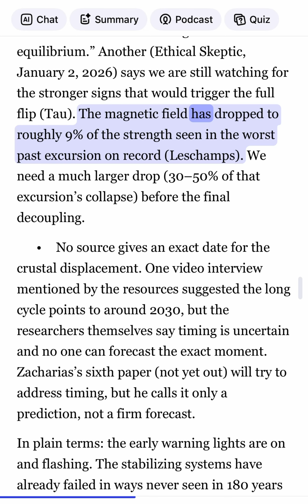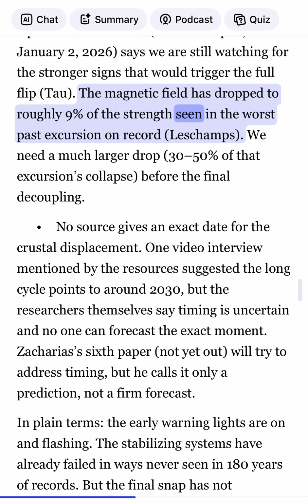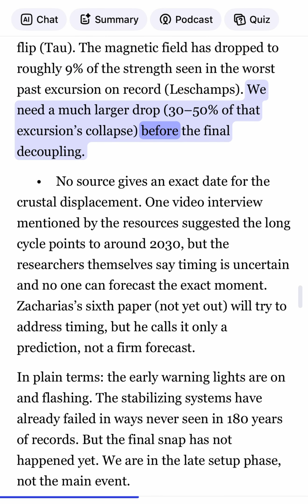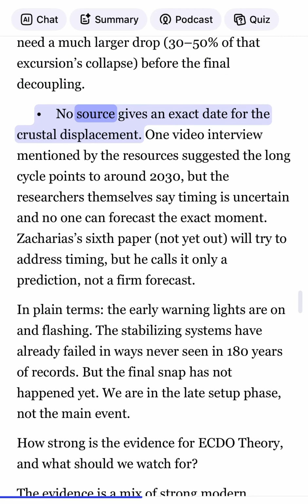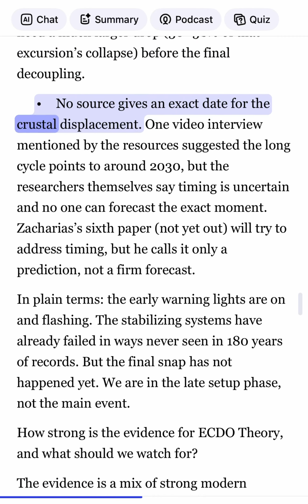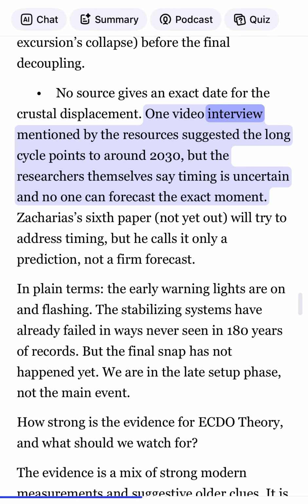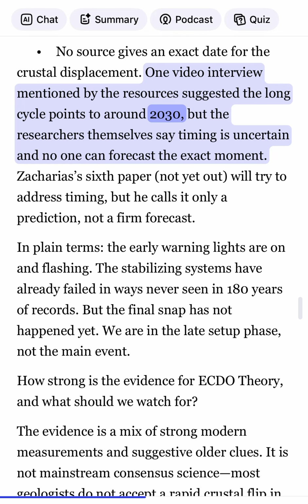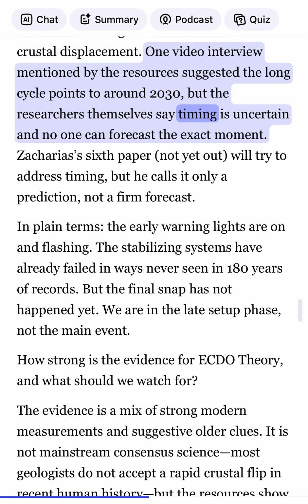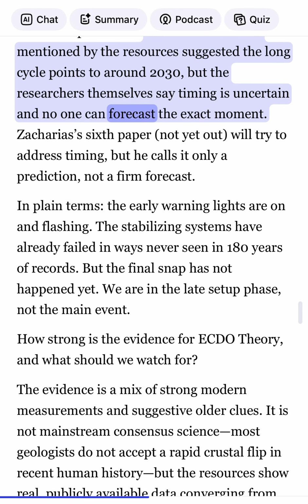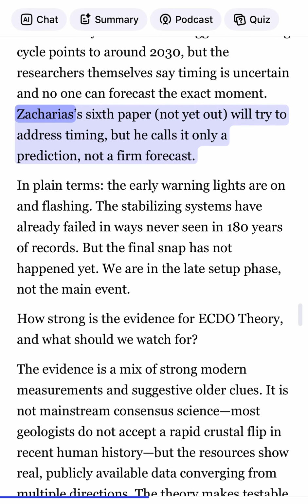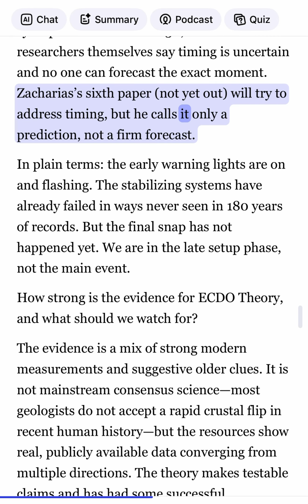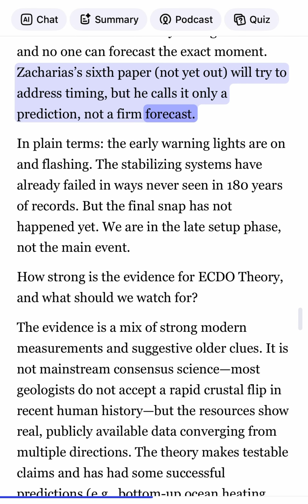The magnetic field has dropped to roughly 9% of the strength seen in the worst past excursion on record. We need a much larger drop before the final decoupling. No source gives an exact date for the crustal displacement. One video interview mentioned by the resources suggested the long cycle points to around 2030, but the researchers themselves say timing is uncertain and no one can forecast the exact moment. Zacharias' 6th paper will try to address timing, but he calls it only a prediction, not a firm forecast.